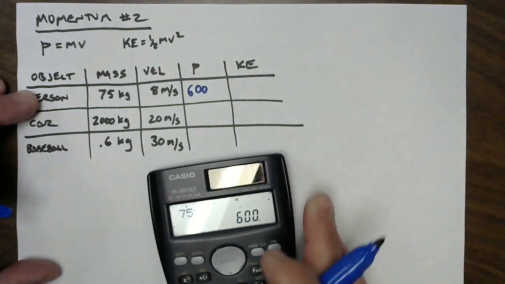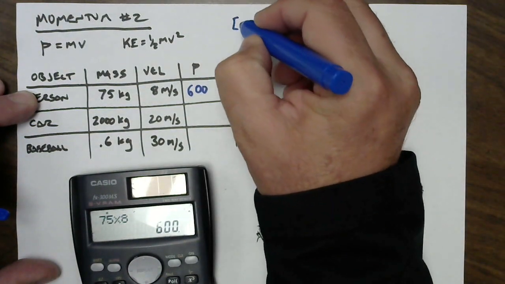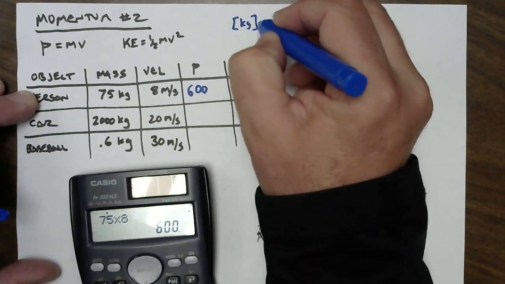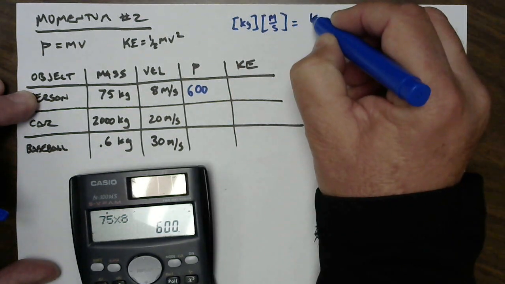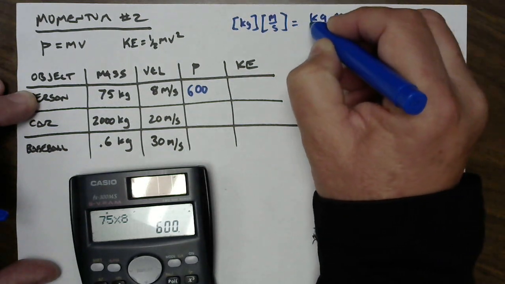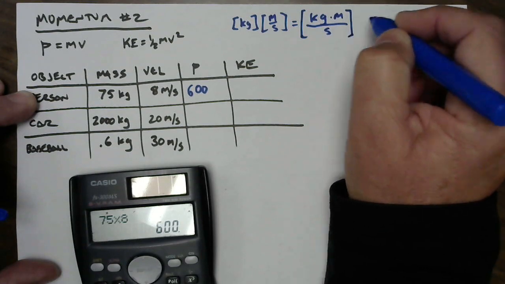Now, interesting point, 600 what? What are the units of momentum? Well, the units of momentum are the units of mass, which are kilograms, times the units of velocity, which are meters per second. So it certainly could go together to say kilograms times meters all divided by seconds. And some people do that, and that is an appropriate unit for momentum.